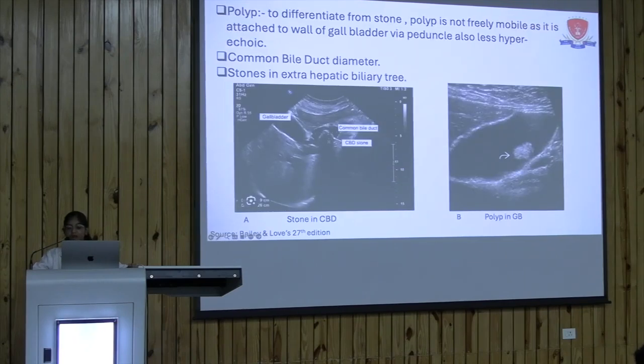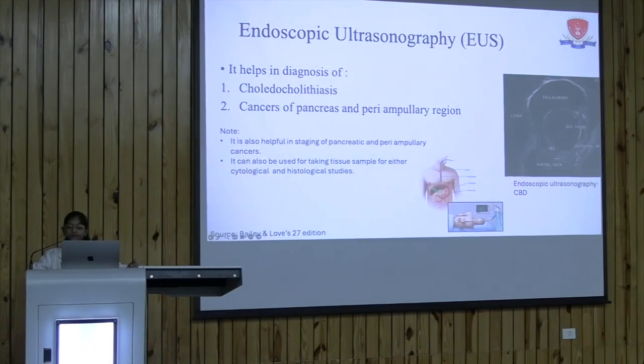Next, we can see polyp, common bile duct diameter, and stones in the hepatic biliary tree on USG. Image A is showing a normal gallbladder with a dilated CBD with stones in it, and image B is showing polyps in the gallbladder. Polyp and stone can be differentiated as polyps are immobile and stones can be mobile. Polyps are less hyperechoic while stones are more hyperechoic.